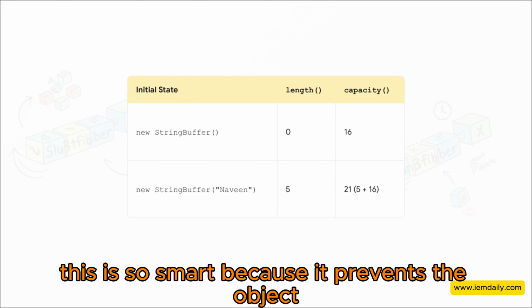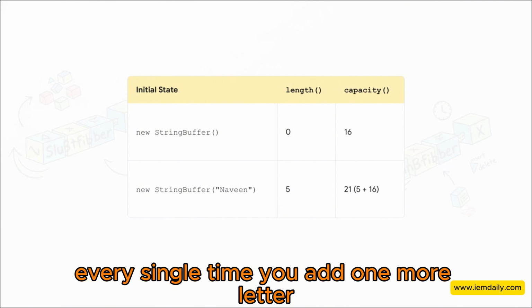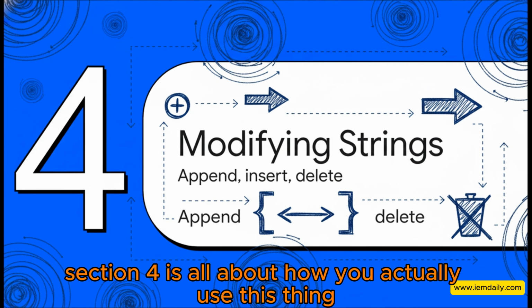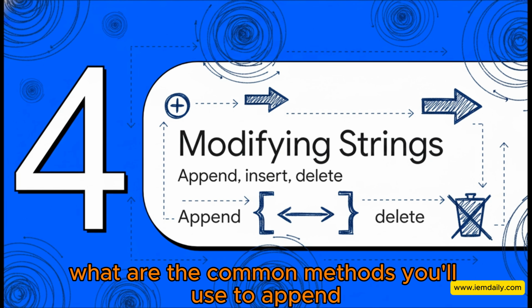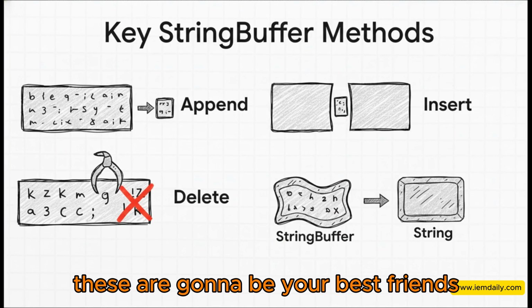This is so smart, because it prevents the object from having to resize itself every single time you add one more letter. So, let's get practical. Section 4 is all about how you actually use this thing. What are the common methods you'll use to append, insert, and delete text inside a string buffer? These are going to be your best friends.